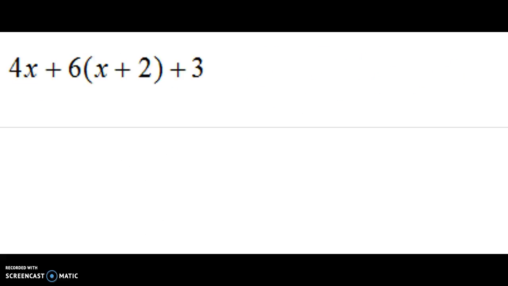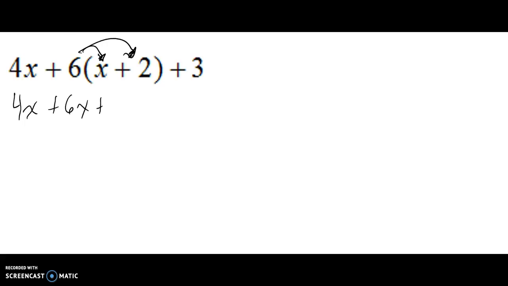And the last example I want to give is combining both skills. Okay? So we have this expression, 4x plus 6 times the quantity x plus 2, plus 3. First thing I'm going to do is use that distributive property to distribute the 6 to both terms inside the parentheses. I'm not doing anything with the 4x yet, so I'm going to keep it. Now I'm going to do 6 times x is 6x. Then I do 6 times positive 2 is a positive 12, and I haven't done anything with the plus 3.